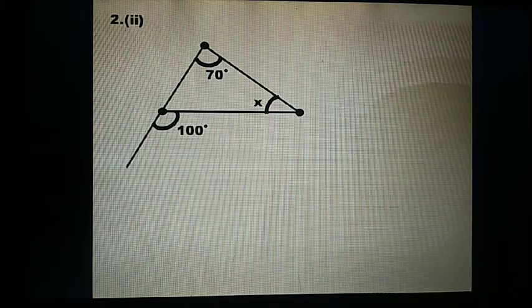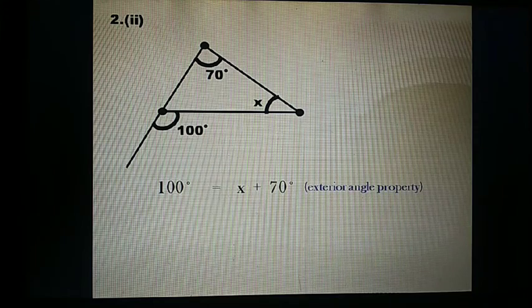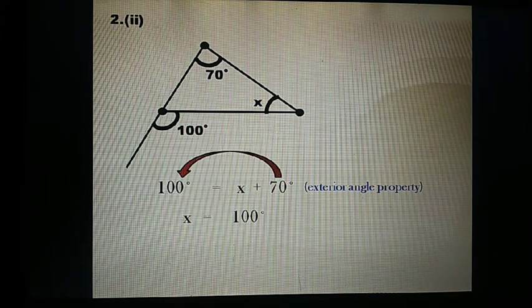Now, again, exterior angle is given to you and one of the interior opposite angles is missing. So you will write exterior angle as sum of interior opposite angles by exterior angle property. Again, you will get the value of x as 100 degree. Shifting the 70 degree, we will get minus 70 degree. Solving the two, x is 30 degree.